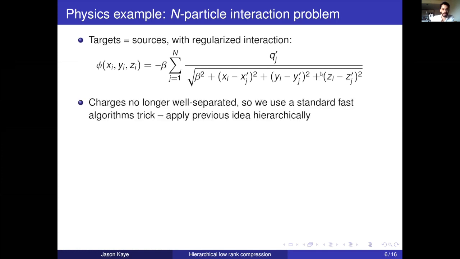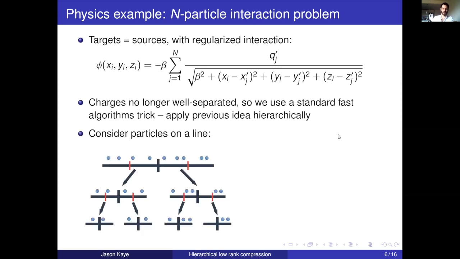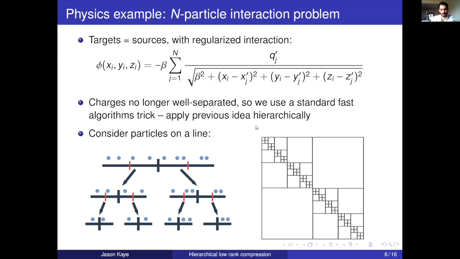So now these charges are no longer well separated. So the low rank before really relied on this separatedness. So we're going to use kind of a standard trick in fast algorithms and apply the previous idea hierarchically. So let me try to explain this. Just imagine a collection of particles on a line in 3D. And the point here is that if we consider the big matrix of all of these charges interacting with each other, that would be represented by this whole matrix. The targets are indexed by the rows, the sources by the columns.